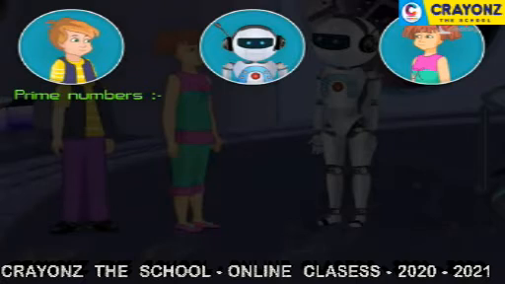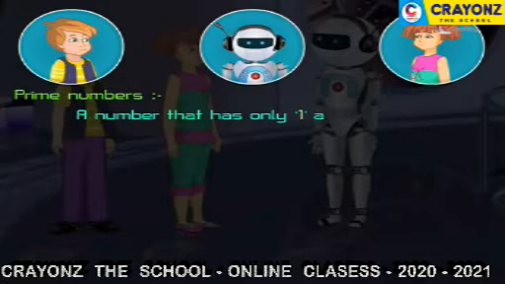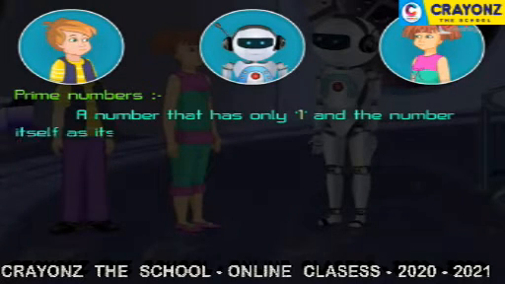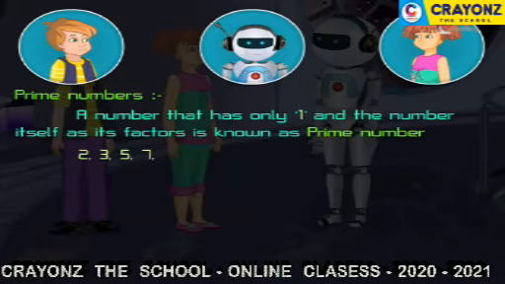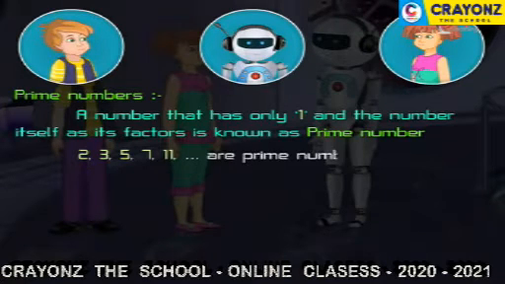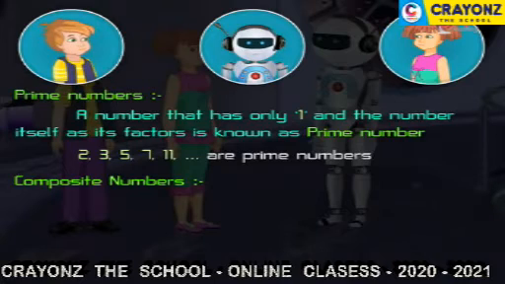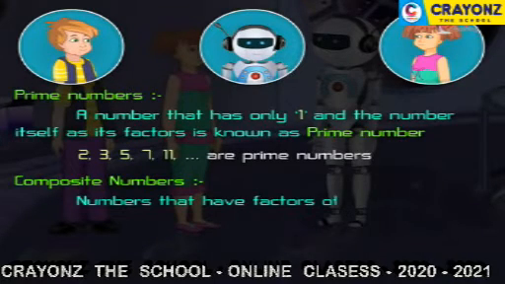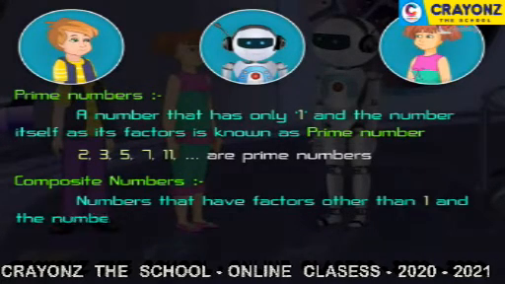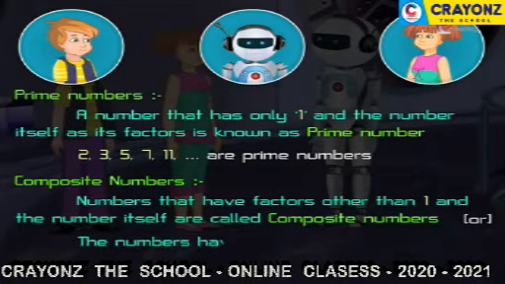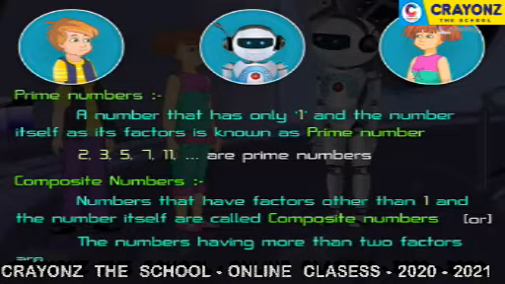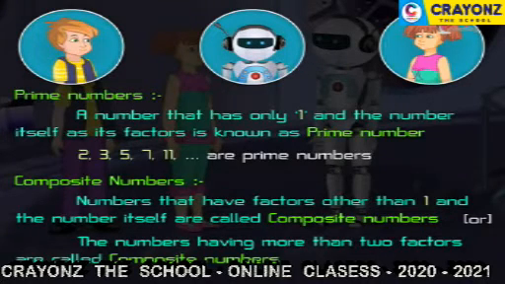Prime numbers. A number that has only 1 and the number itself as its factors is known as a prime number. For example, 2, 3, 5, 7, 11 are prime numbers. Composite numbers. Numbers that have factors other than 1 and the number itself are called composite numbers, or the numbers having more than 2 factors are called composite numbers.